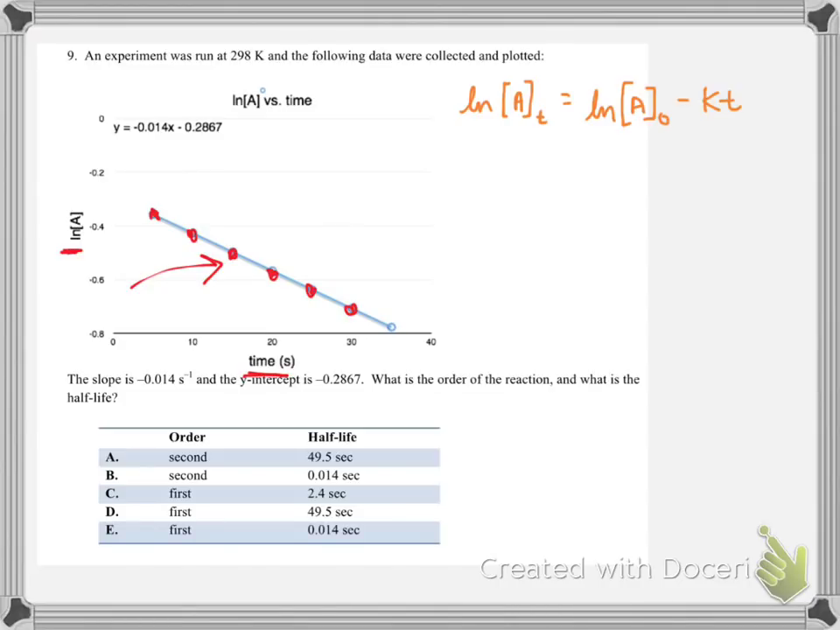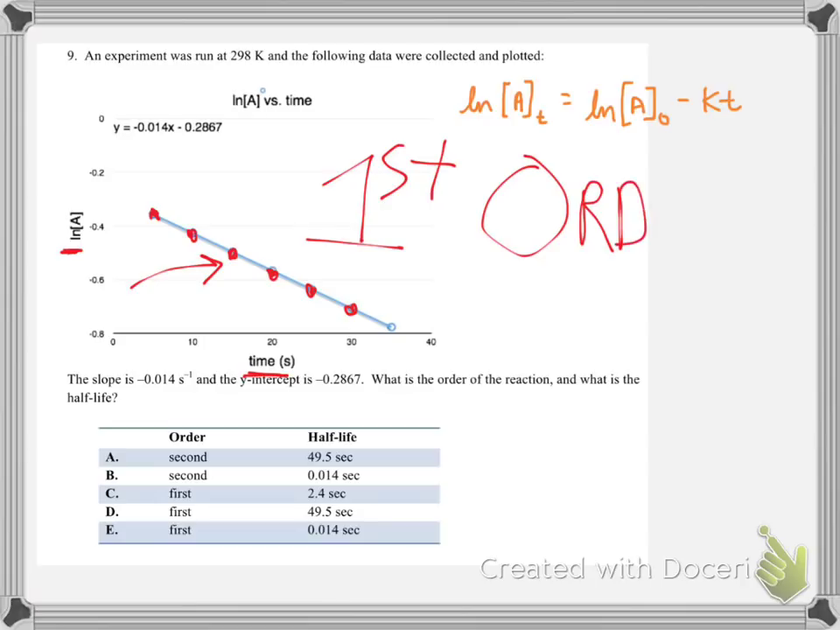Anytime you plot the natural log of concentration versus time and you get a straight plot of data, it means you are definitively dealing with first order kinetics. That's not what an E looks like.